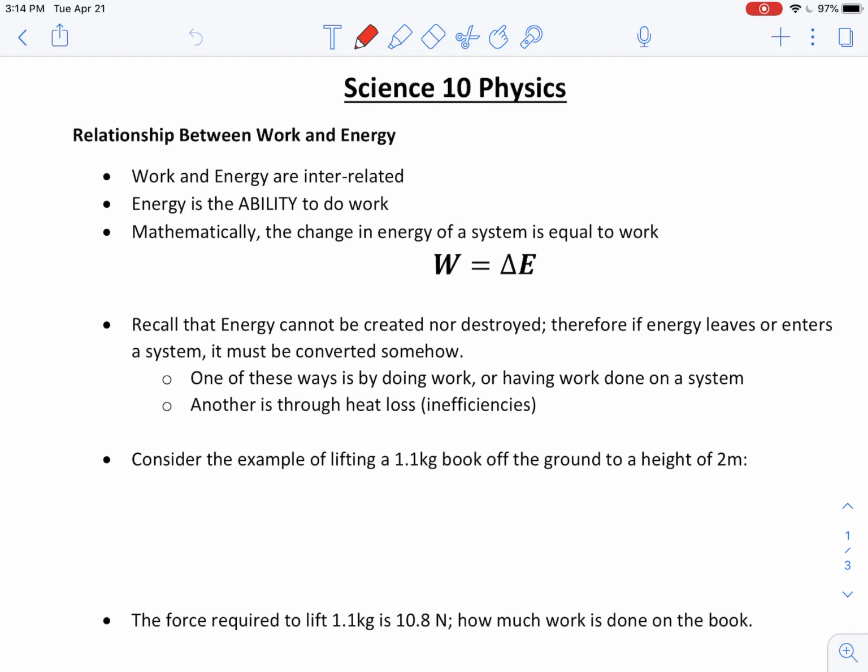Firstly, energy is the ability to do work. So right away, you should know that they are connected with each other. The mathematical relationship for them is that work is equal to the change in energy. Remember how that delta means change? So that would be E2 minus E1. In future physics courses you'll go into a lot more depth on the work-energy theorem, but for this course we're just sticking with E2 minus E1 is equal to work.